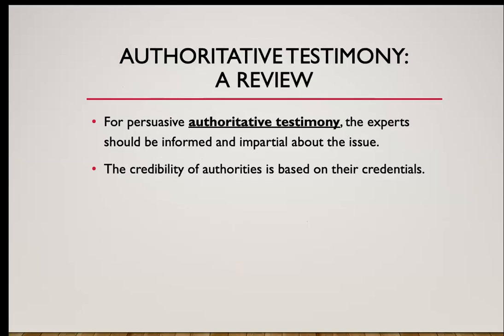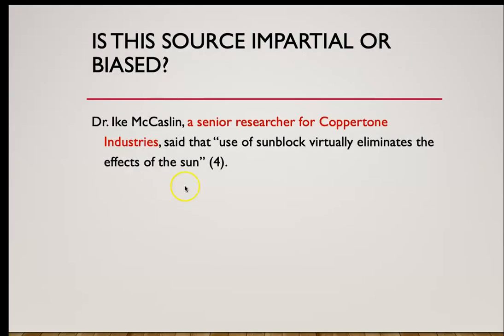So here we go. For authoritative testimony, you want to make sure that the experts are informed and impartial about the issue. The credibility of authorities is based on their credentials. So what you do is put these around the person's name. We have Dr. Ike McCaslin, the title here, and then the piece of the credential that we want to feature. Notice the comma. That is called a noun phrase appositive. So you have the person's name, comma, whatever their credential is, comma, and then you move on through the sentence. So that's how you do authoritative testimony, and I hope that was helpful. All right.